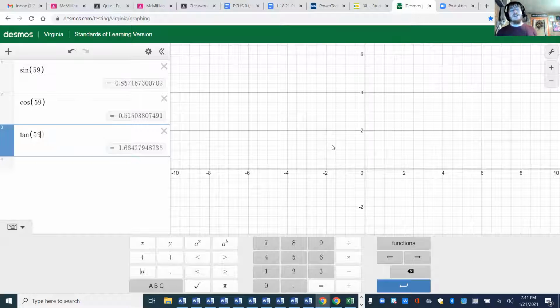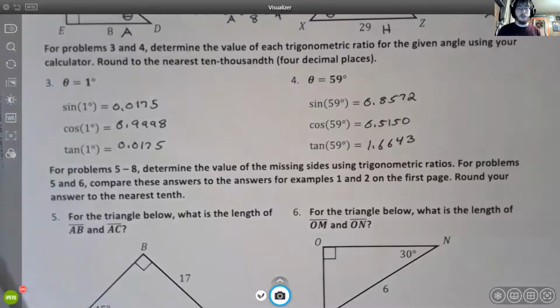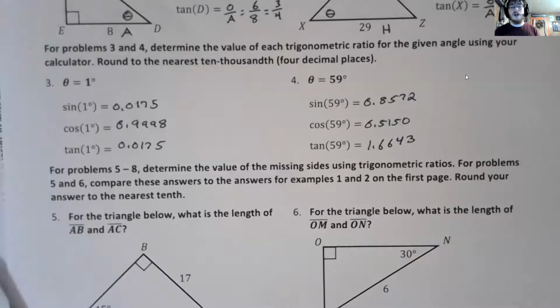The reason that I had you do this is because it's important to know how to use the calculator in order to find your sine, cosine, and tangent values, because we are going to be using those all throughout this trig section, okay?